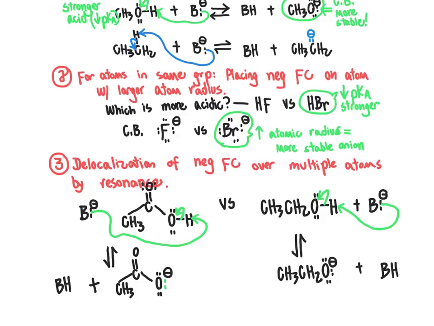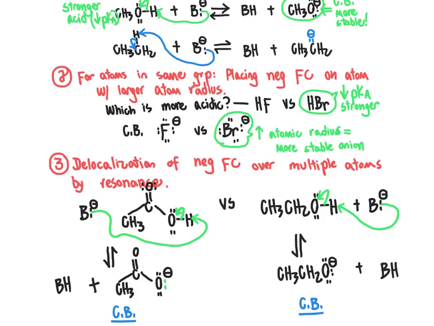So now we need to compare the stabilities of these two conjugate bases. We have the conjugate base resulting from deprotonating the carboxylic acid. We have the conjugate base resulting from deprotonating the alcohol. Whichever one of these two conjugate bases is more stable is going to correspond to what acid starting material was the more reactive acid, because it's going to give way to a very stable conjugate base.